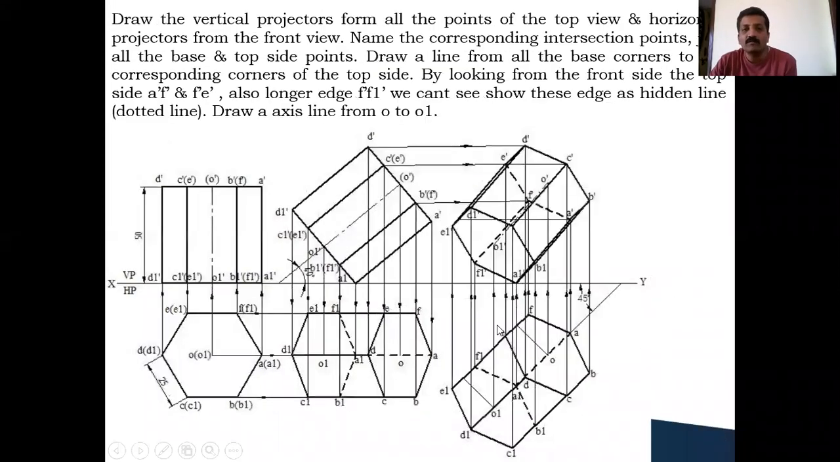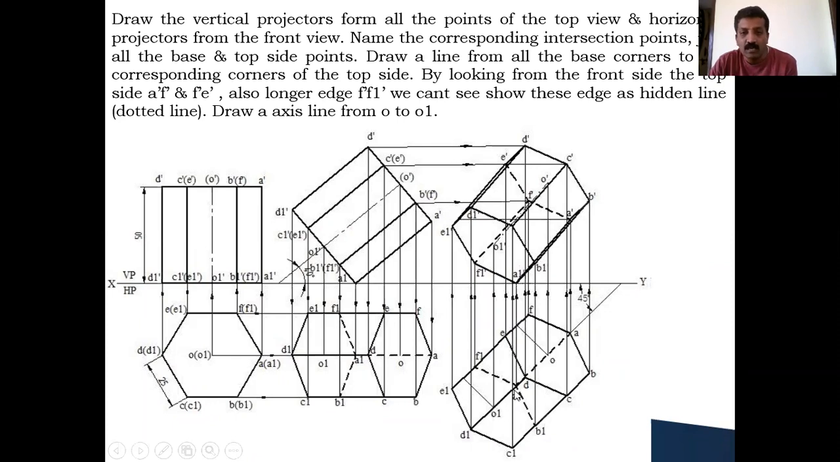You keep on drawing the vertical projectors from all the points of your top view like this, one by one, and draw the horizontal projectors from the previous front view like this. So after drawing it, you keep on coinciding the points.